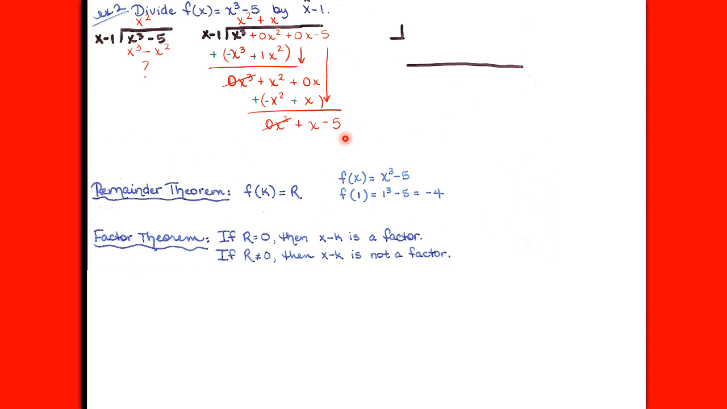How many times does x go into x? 1. Multiply, subtract, changing both of our signs, combine. And when I get to the point that there's nothing else to bring down, like there's nothing else here that I can bring down, then what I'm left with is my remainder.